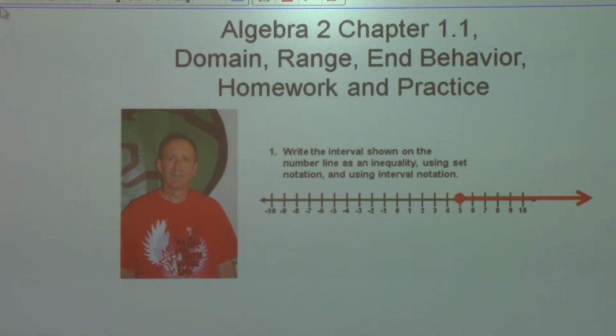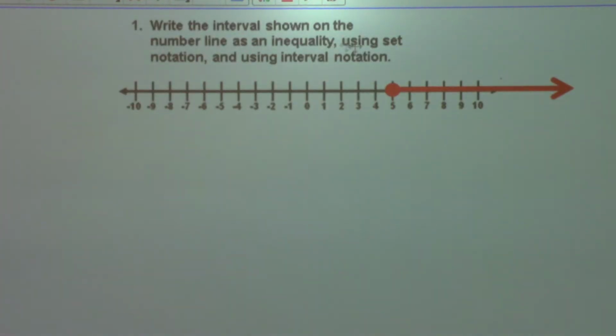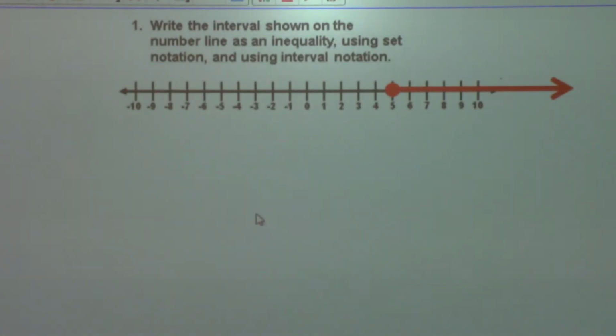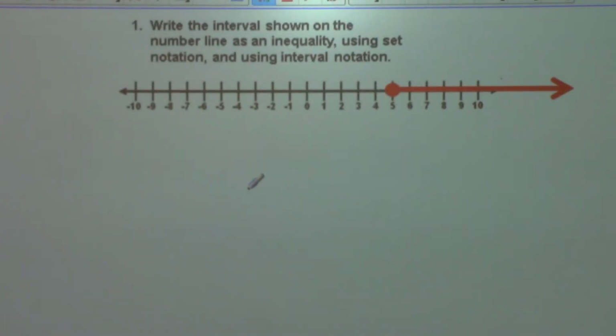Exercise 1. Write the interval shown on the number line as an inequality using set notation and using interval notation. We worked on this a couple days ago in class. So how do we write this as inequality notation, do you think?